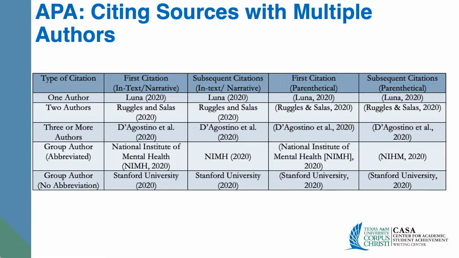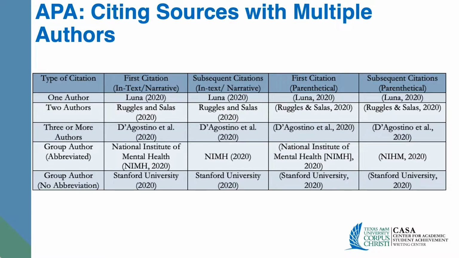So you can see here on the 3rd line down, the group author, National Institute of Mental Health, has been fully spelled out. Then in parentheses, in the in-text narrative citation, you have the abbreviation NIMH and then the year. Every time you refer to the National Institute of Mental Health in your paper, after you've spelled out the acronym, you can call it NIMH. That way, you're not having to type out these long, drawn-out names every time.